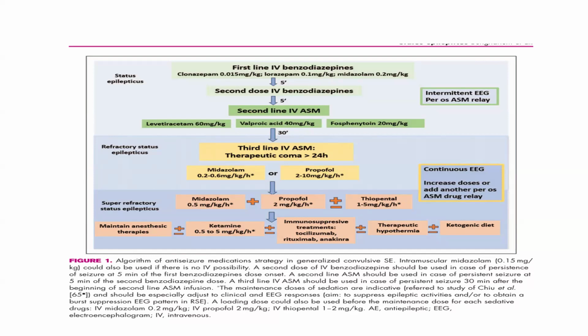If the seizure still persists, we can start an infusion of either midazolam or propofol. Midazolam can be started as an infusion of 0.2 to 0.6 mg per kg per hour, or propofol at a dose of 2 to 10 mg per kg per hour. And if we are still not able to control the seizure, we can start the combination of midazolam and propofol, and we can add thiopental to it.